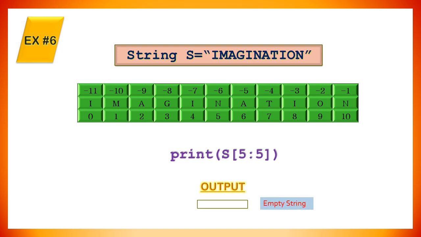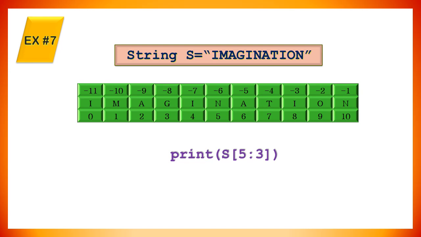Why? Because every time we provide the starting index and ending index, we have to keep in mind that start index has to be less than the end index. Then only end minus 1 index can be generated and it will come into a sequence. So here 5 is the ending index and 5 is the starting index. So starting index is not less than the ending index. That's why an empty string will be returned and in the output it will look like a blank screen.